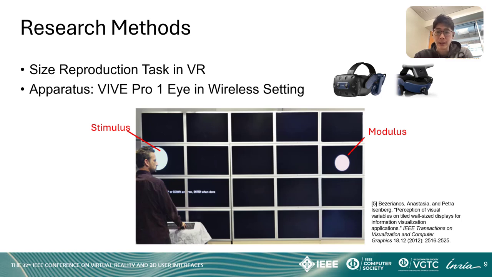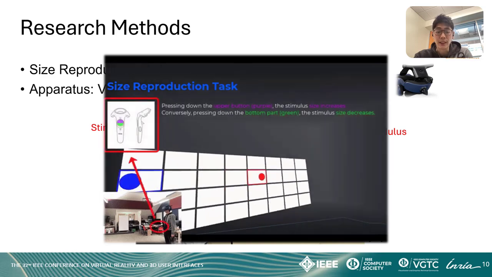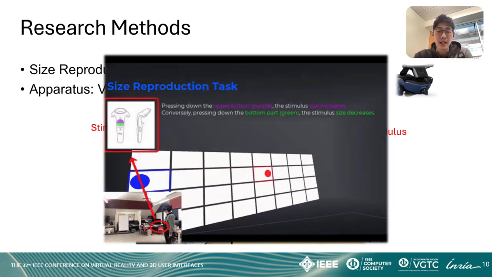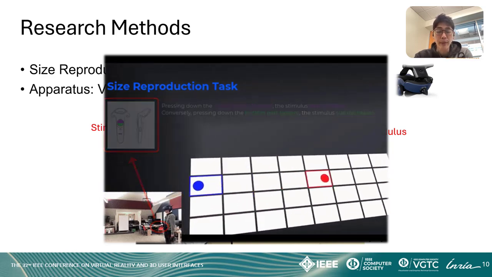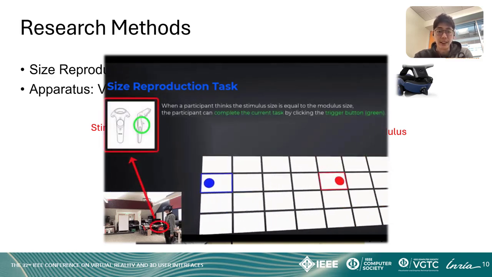In VR, it looks like this. The blue item is stimulus and the red item is modulus. Users can control the size of the stimulus. This task allows us to understand how people accurately perceive visual variables by different conditions in VR.